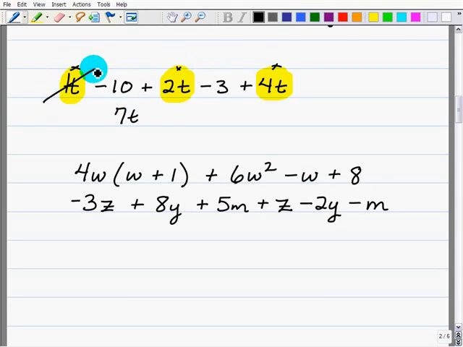And if you want, you can go ahead and put a line through that just so you can keep track of what's going on. And now I just need to add my constants. A negative 10 plus a negative 3 is a negative 13.